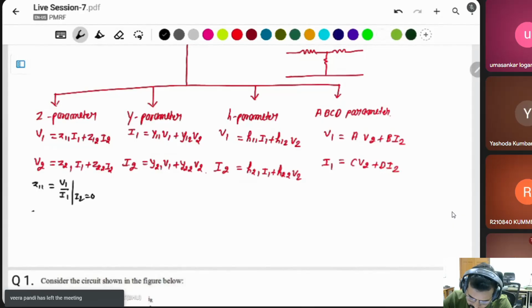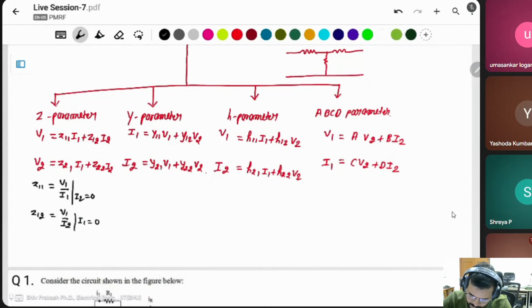Z12 is V1 by I2, in this condition I1 will be 0. Next one is Z21. Z21 is V2 by I1, here I2 will be 0. And the last one is Z22, V2 by I2, when I1 will be 0.